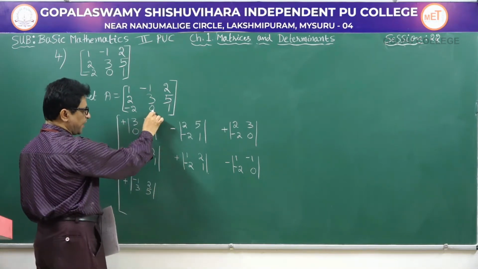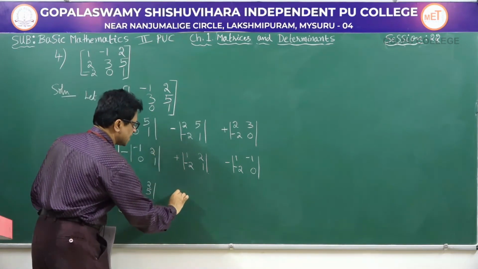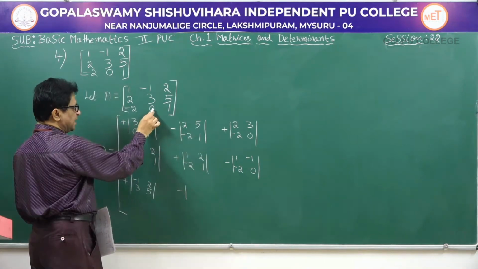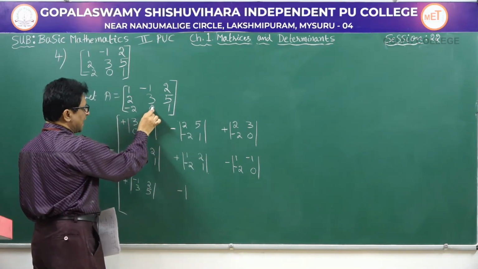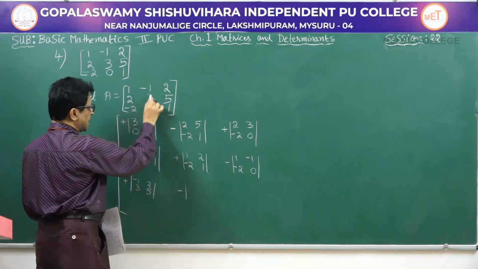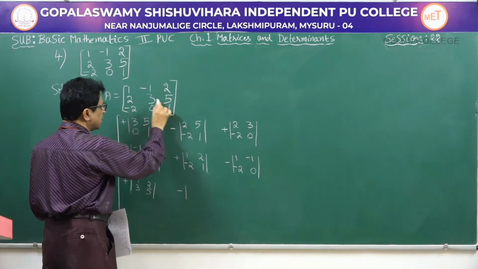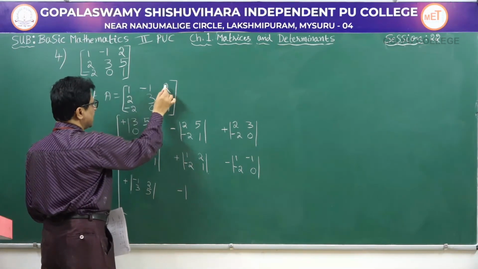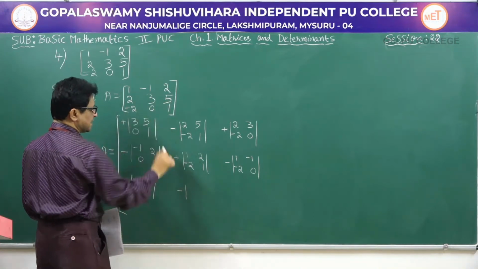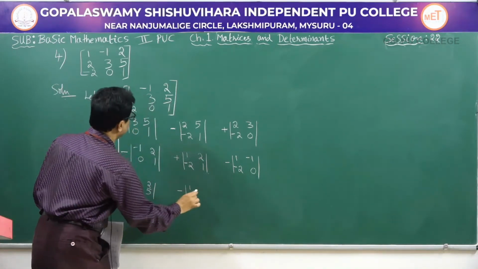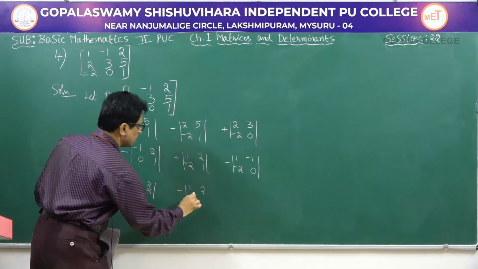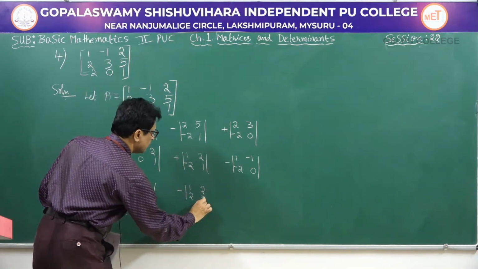Next we shall find the cofactor of 0. First we write the sign minus. 0 lies in the third row, second column. We eliminate the third row and second column and take the determinant of the remaining elements. That is determinant of 1, 2, 2, 5.